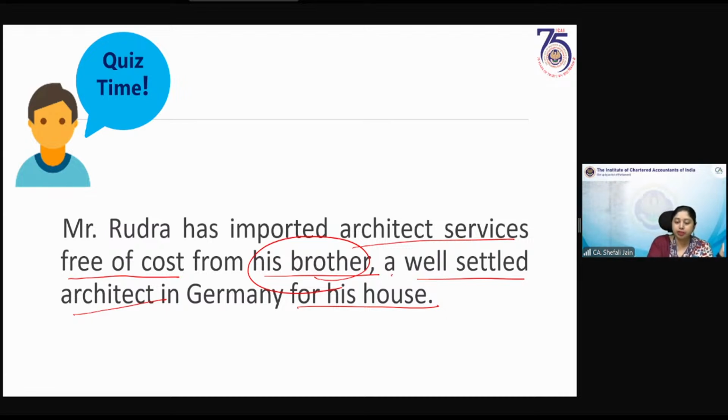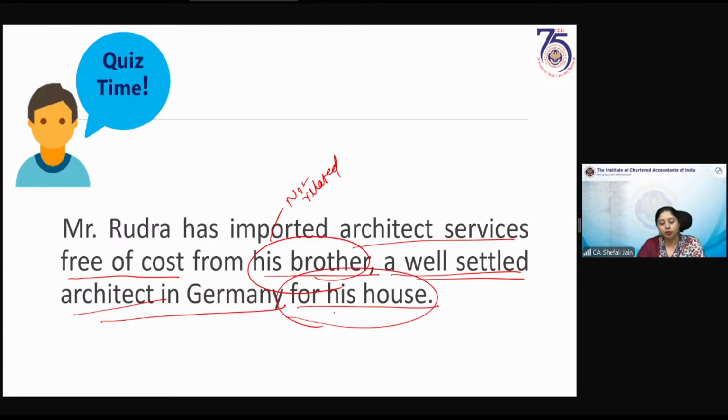Now, his brother is a well settled architect in Germany, so he's not at all dependent on Mr. Rudra for his earning. Only the spouse and children will always be his family, whether they are dependent or independent. But in this case, his brother is not dependent on Mr. Rudra, and that is why he is not related. Now, the second condition which all of you were talking about, that he is not getting these services in course or furtherance of business, that was also correct. The second condition is also not fulfilled.